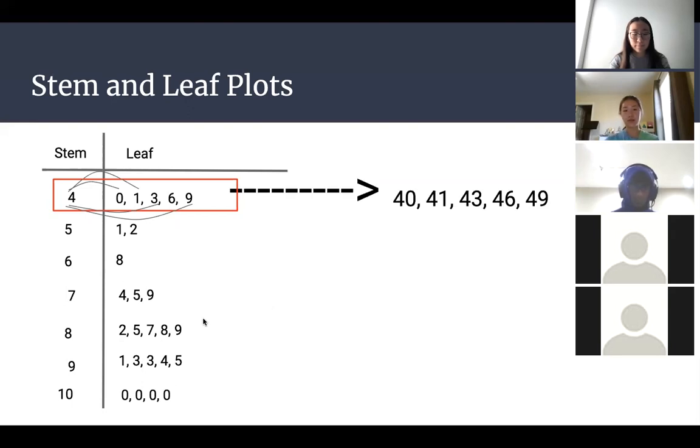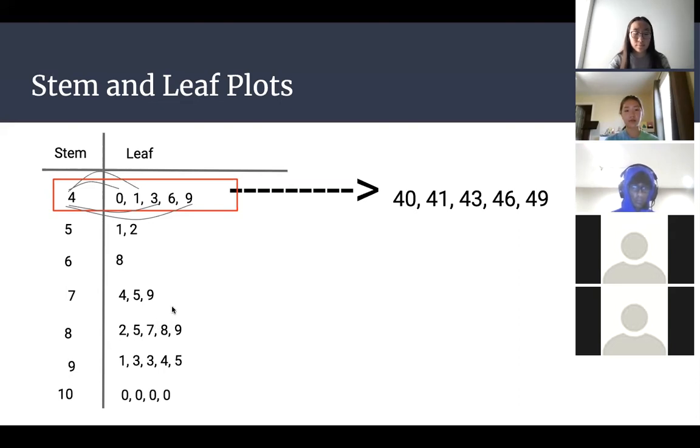So basically, you can see the lines connecting it. Our first number would be 40 because 4 is in our tens place and 0 is in our ones place. Then our second number, 4 is in the tens place again, then 1 is in the ones place, so it would be 41. Then 4 is in the tens place, then 3 is in the ones place, so it's 43. Same thing for the rest of the numbers, so 46, and then 49.